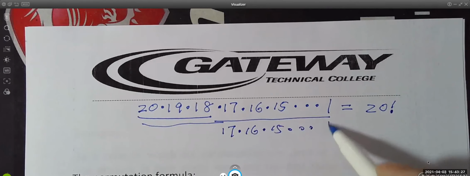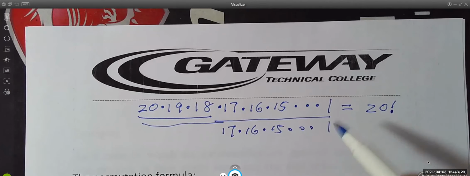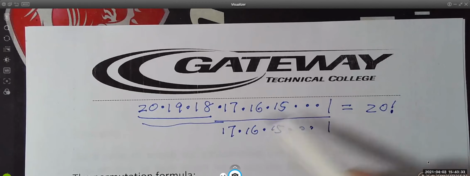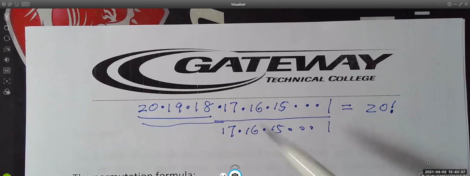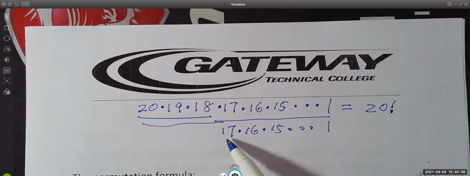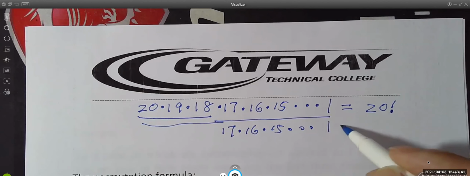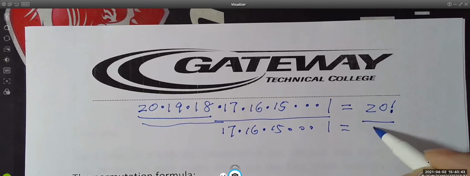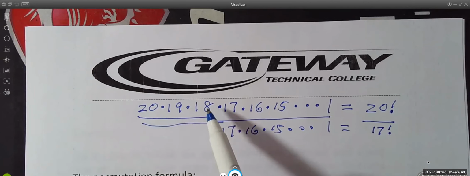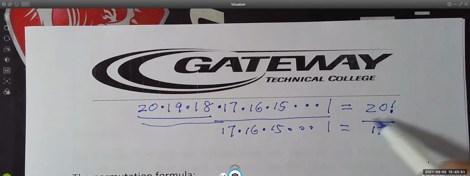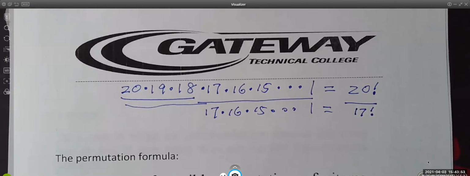The thing about that, like simplifying fractions, they can be canceled again. So you don't actually cancel that. If you actually cancel that, what's the point? We already did this: 20 times 19 times 18. Now this part on the bottom can be written as 17 factorial, right? So these three numbers multiplied together actually equal 20 factorial divided by 17 factorial.